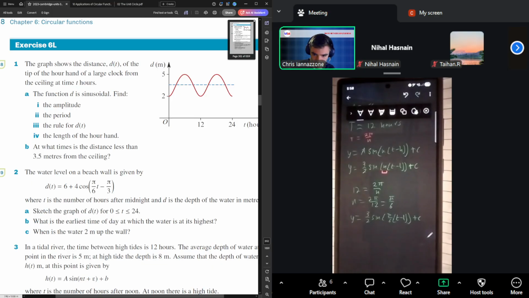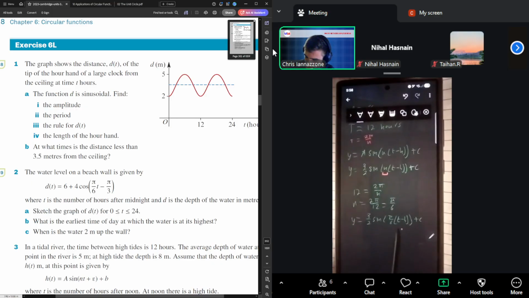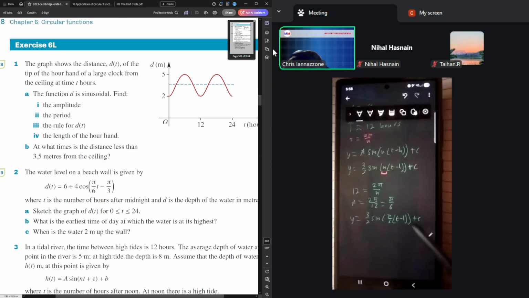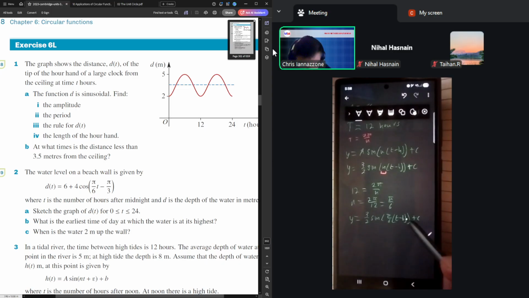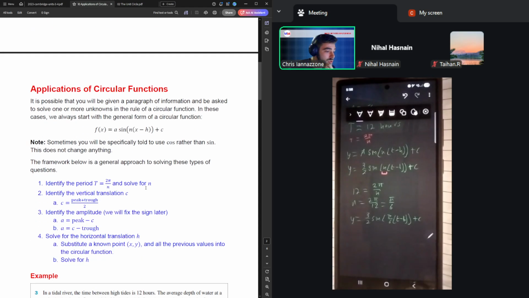Cool. Okay. T doesn't really count as a variable. Next up would be h. H will typically do last. If we remember from the framework that I provided, you would want to do your horizontal translations last, typically because you'll usually do that by subbing in a known point at the very end once everything else is solved.